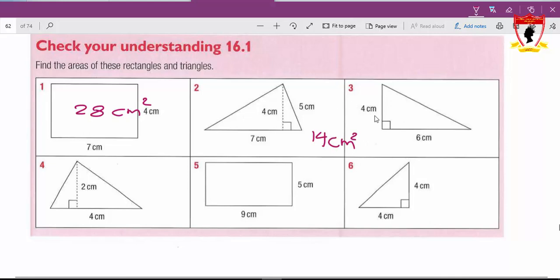Here, base times height is 6 times 4, 24, divided by 2, 12 centimeter square. Base times height, 4 times 2 is 8, divided by 2, it will be 4 centimeter square. 9 times 5, 45. And here 4 times 4, 16, divided by 2, 8 centimeter square.